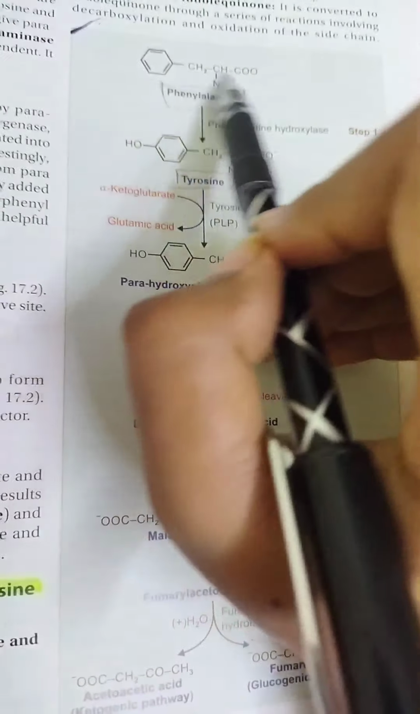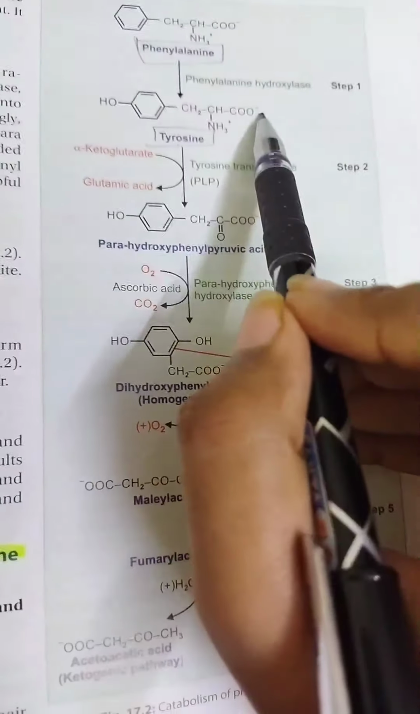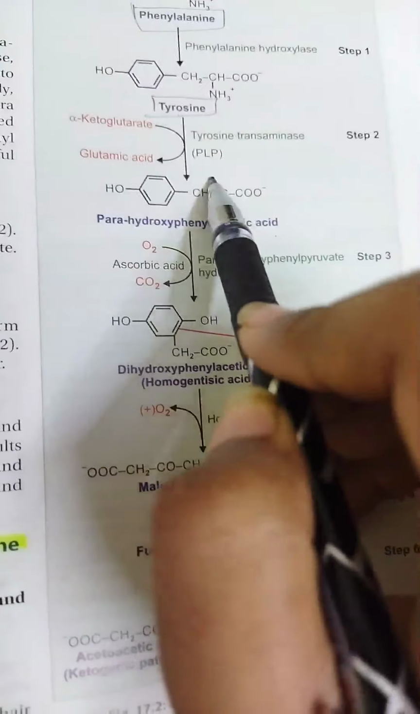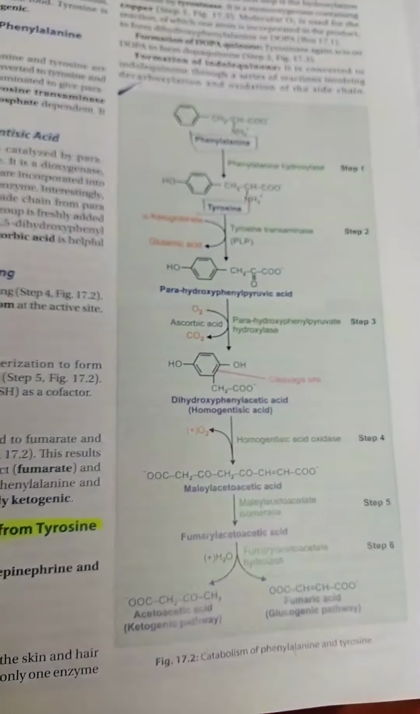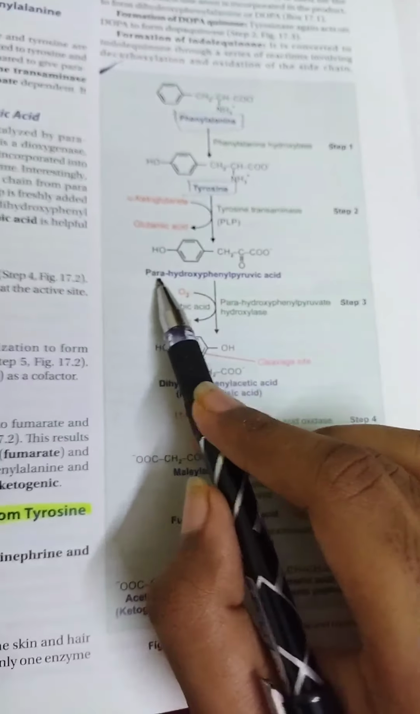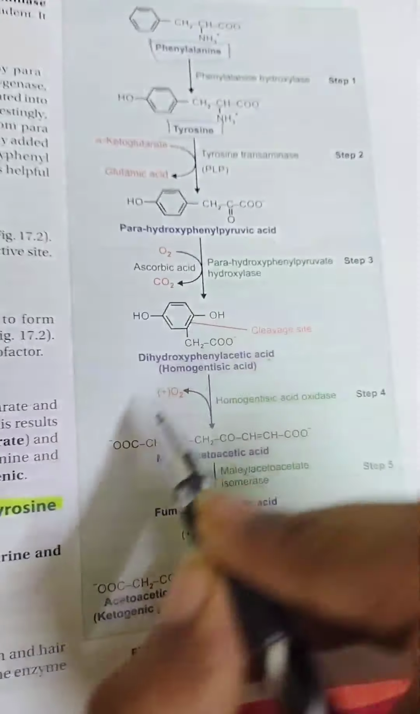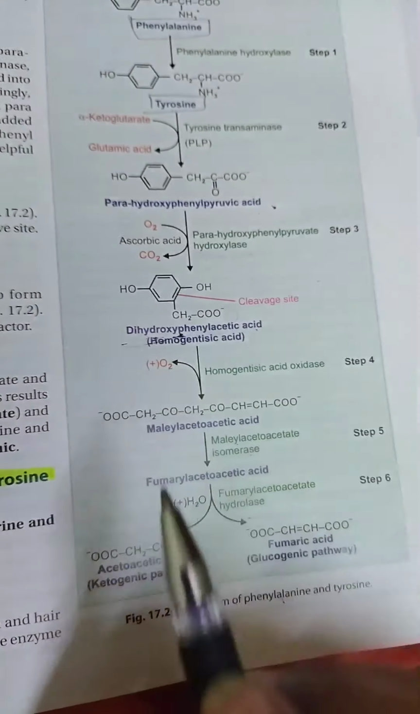First, very importantly, we have our phenylalanine. This phenylalanine can be converted to tyrosine through phenylalanine hydroxylase, a very important step. From tyrosine, it is converted into para-hydroxyphenylpyruvic acid. Here tyrosine undergoes a transamination reaction with the help of PLP. Alpha-ketoglutarate is converted into glutamic acid. Because of this, para-hydroxyphenylpyruvic acid is produced. It is further converted by a hydroxylase, and another OH attaches to it, forming the dihydroxy. Can you understand? Para-hydroxyphenylpyruvic acid is converted into dihydroxyphenylpyruvic acid.